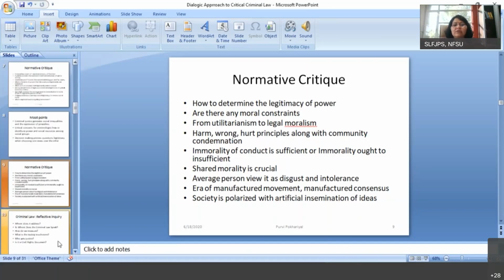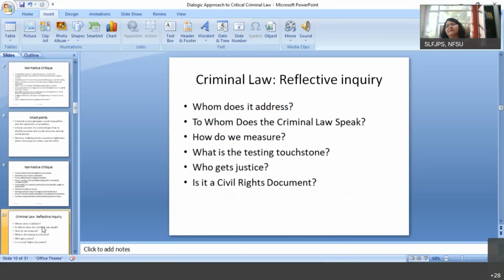So in these contexts, there are certain questions that we need to inquire, and these are the few questions which are very central to the theme of legitimacy. I would call it a reflective inquiry. The first question is: whom does the criminal law address? Meaning thereby, when any criminal law, the IPC or other substantive criminal law, if you're looking at the Indian context, is addressed, to whom is it addressed?